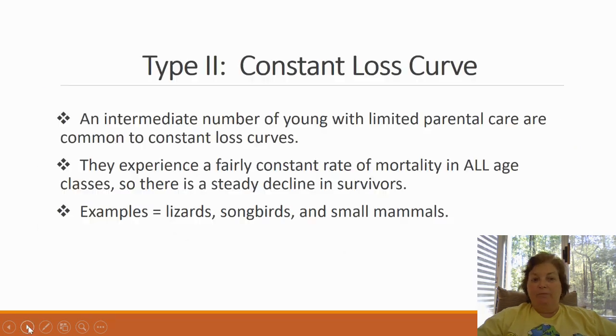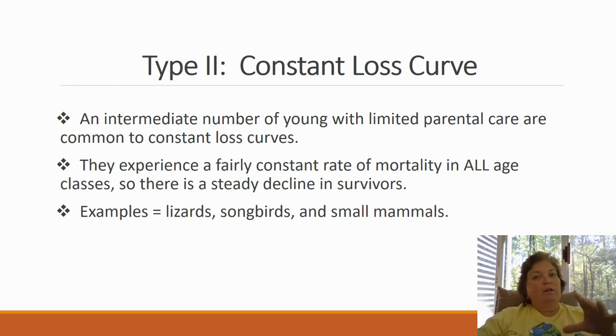So that's type 1. Type 2 is a constant loss. This is kind of intermediate. Think of birds. When you find a bird nest, you usually find 3 or 4 eggs. And out of those, maybe one might not hatch. The other 3 birds might hatch. Maybe one falls out of the nest, and now you have 2 birds. And 2 birds will grow up to be adults. So it's a constant loss.